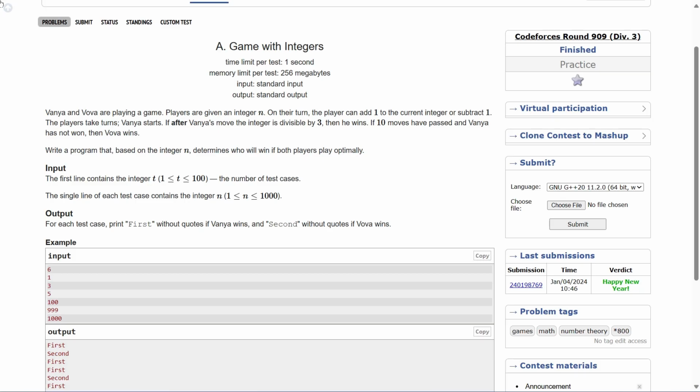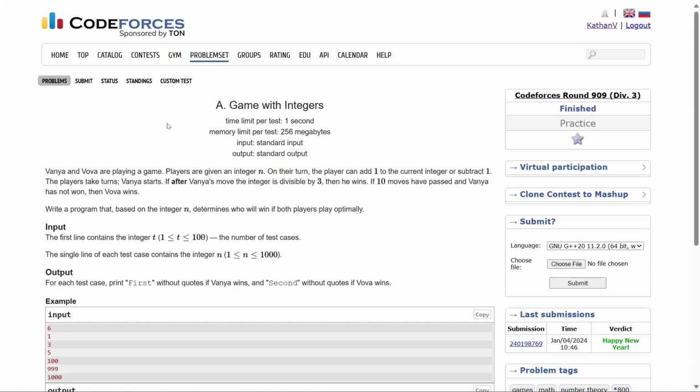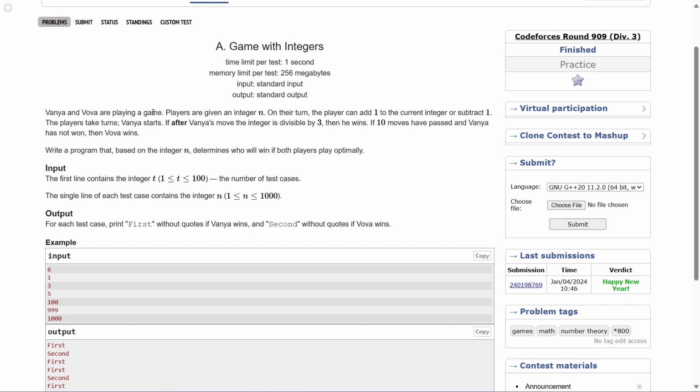So let's solve this question, Game with Integers. Let me read out the question for you. The question says Vanya and Vova are playing a game. Apologies if I'm pronouncing the names wrong, but anyway. So there are two players playing a game.